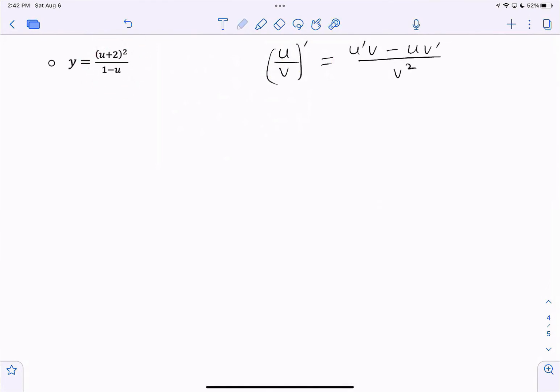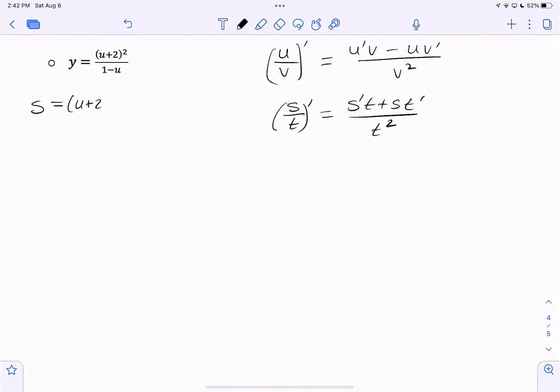Now, we're not going to be able to use u and v because our function includes u as its independent variable. So I'm going to rewrite the quotient rule. I'll just say it's (s over t) prime is equal to s prime t plus st prime divided by t squared. What matters isn't the symbols that we use, but how we use them. So here I'm going to say that s is the function in the numerator, u plus 2, the quantity squared. Almost forgot that I wanted to use colors here. And then t is the function in the denominator, 1 minus u.